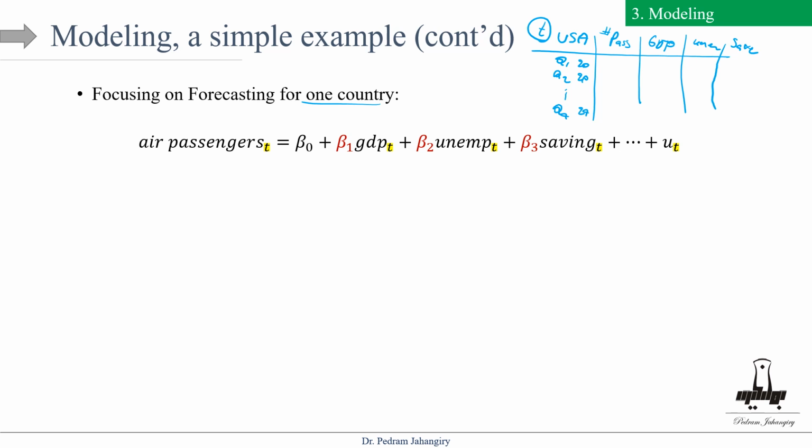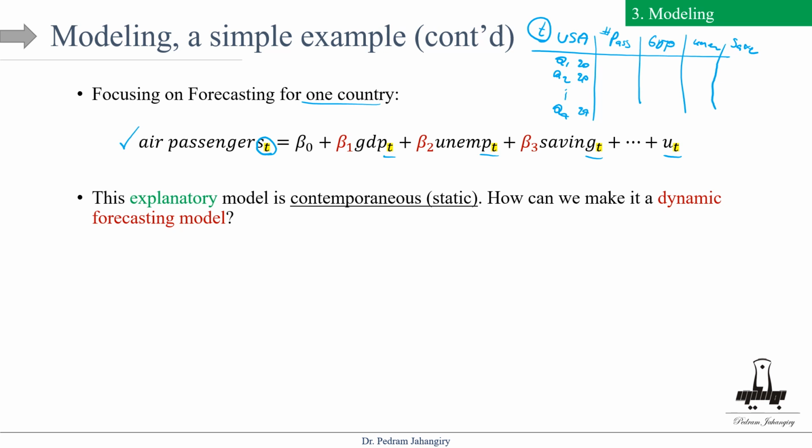If that's the case, we can put together a model like this. Airline passengers at time t is equal to some constant plus GDP at time t, unemployment at time t, saving at time t, and unobserved variables at time t, everything else, right? So what is this model? This is an explanatory model. Here is the terminology that I want you to become familiar with. As the name suggests, we put together this model to explain the status quo, right? So this model is contemporaneous. We call it a static model.